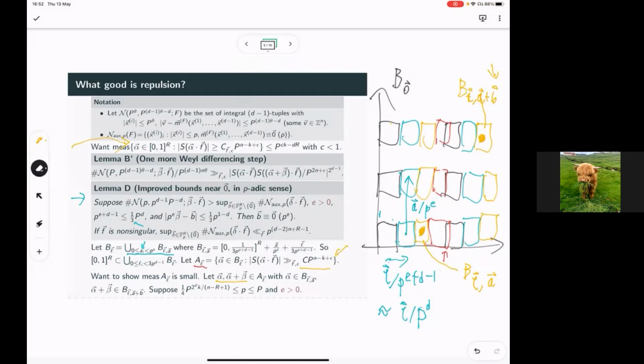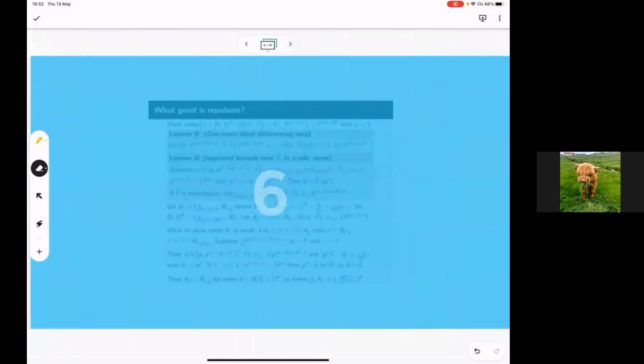And the way that we do this, we're now going to start making assumptions on the size of the prime little p. So at this point the prime is still a parameter, but we're going to choose it sufficiently large but not too large. The reason for this is on slide 6.